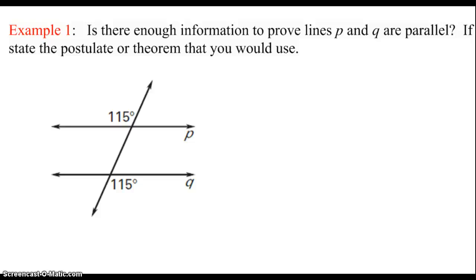Here's an example of how I can ask the question as to whether or not these are parallel. So my question to you is, is there enough information to prove lines P and Q are parallel? If so, state the postulate or theorem that you would use. So by looking at this picture, we have to come up with what type of angle pair they are. If you look at this, the 115 and the 115, you should be able to say that these are alternate exterior angles. And since we know that alternate exterior angles should be congruent, this proves it.